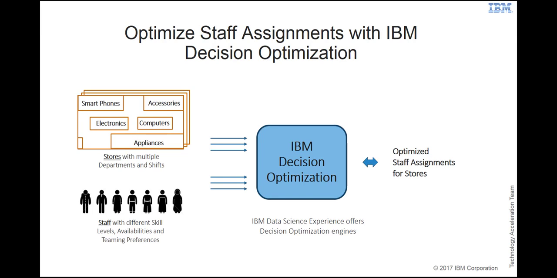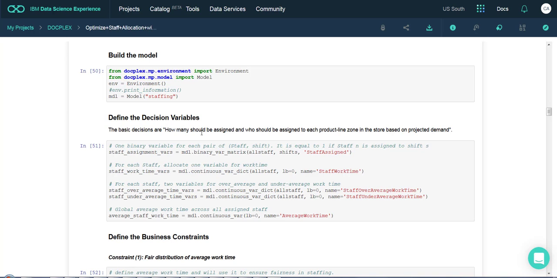The scenario here is the retail business has several stores. The stores have different departments and they operate in multiple shifts. Their staff have different skill levels, pay rates, teaming preferences, and their availability varies over a period of time. The business challenge here is to find an optimized staffing assignment.